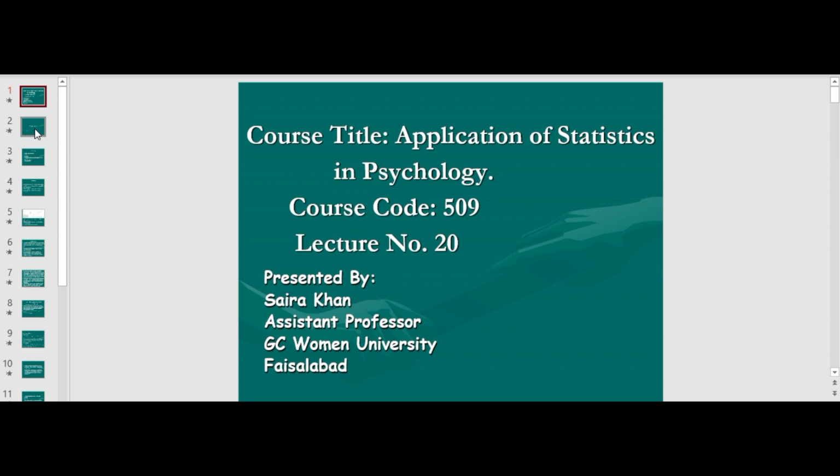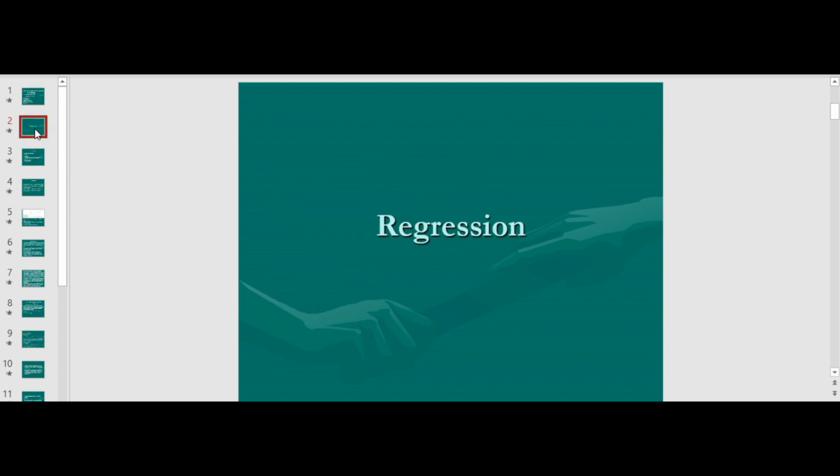In the previous lecture, I introduced the Pearson correlation as a technique for describing and measuring the linear relationship between two variables. Whenever two variables are correlated, we can predict one variable from the other variable. The technique used for the prediction of one variable from the other is known as regression or regression analysis.